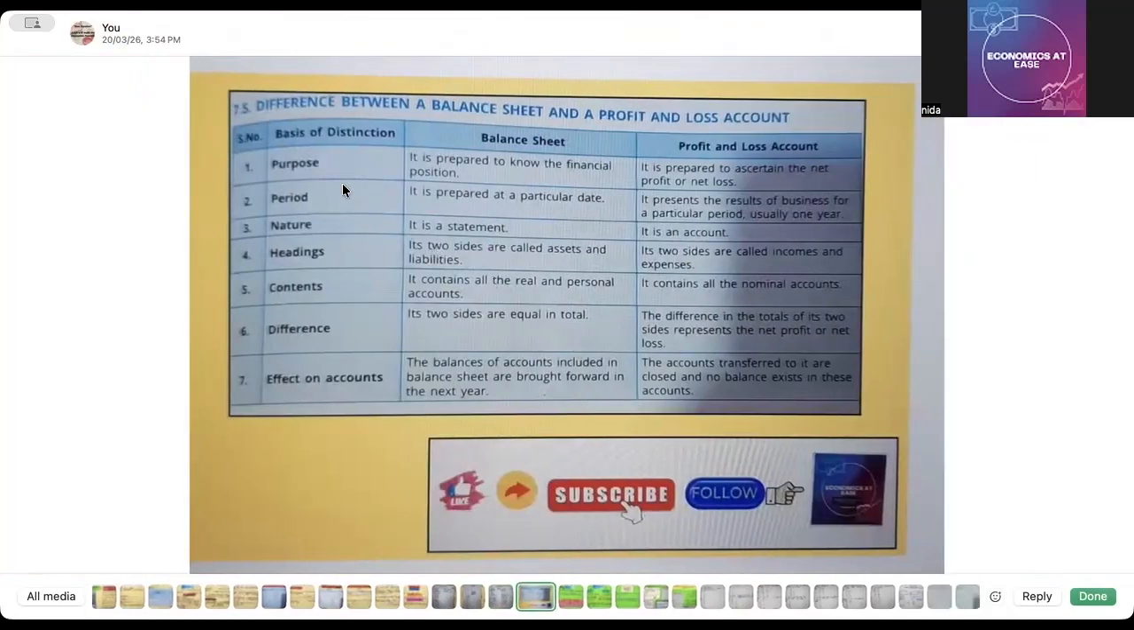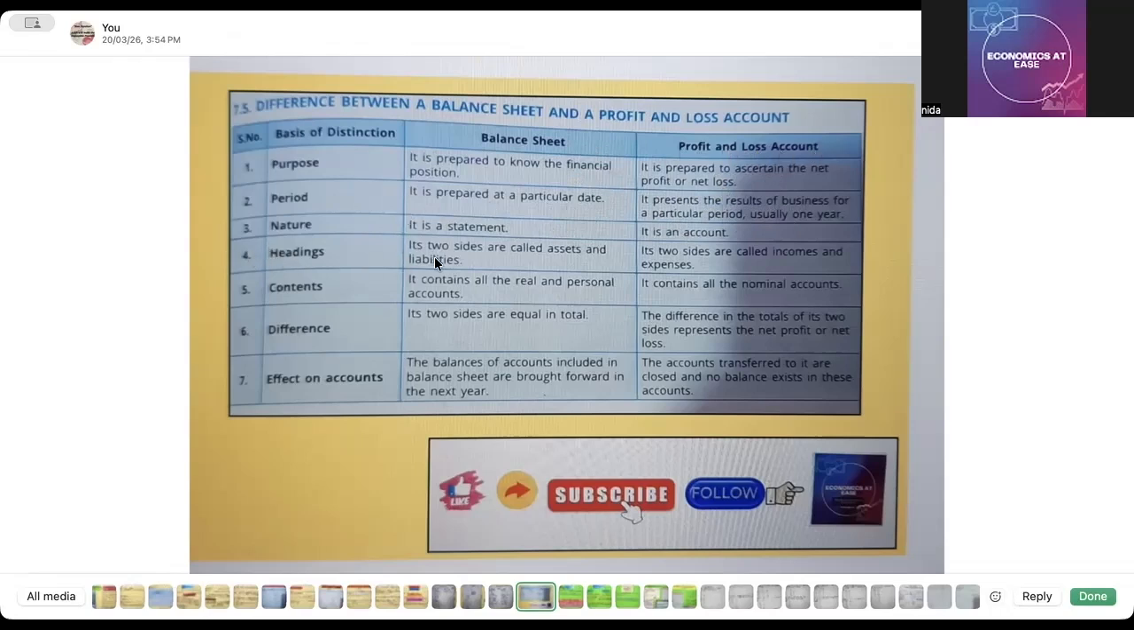How you can say the main purpose, it is prepared to know the financial position of the business. Balance sheet is that, and profit and loss, as the name itself indicates, the most important purpose is to ascertain the net profit or net loss of the business. Then on the basis of period, balance sheet is prepared at a particular date, and profit and loss presents the result of business for a particular period, usually 1 year. नेचर क्या है? Balance sheet is a statement and profit and loss is an account. तो balance sheet account ना लिख के आ जाइएगा, right? You have to write only balance sheet and this is profit and loss account, और ऐसे ही लिखना है, right?